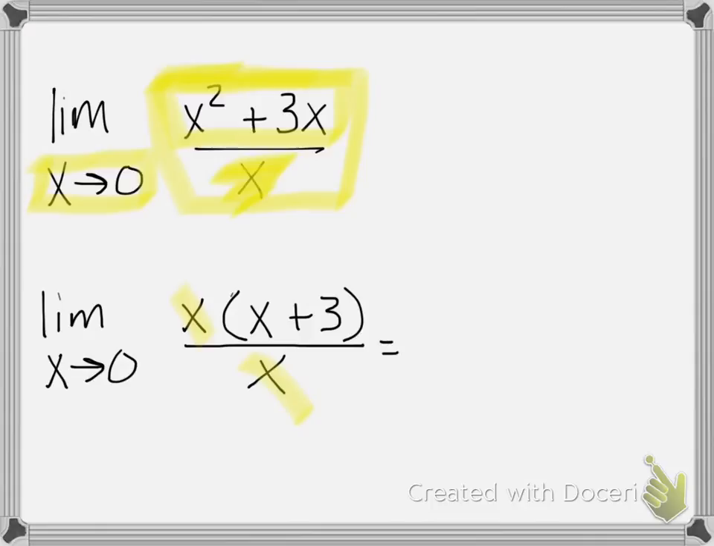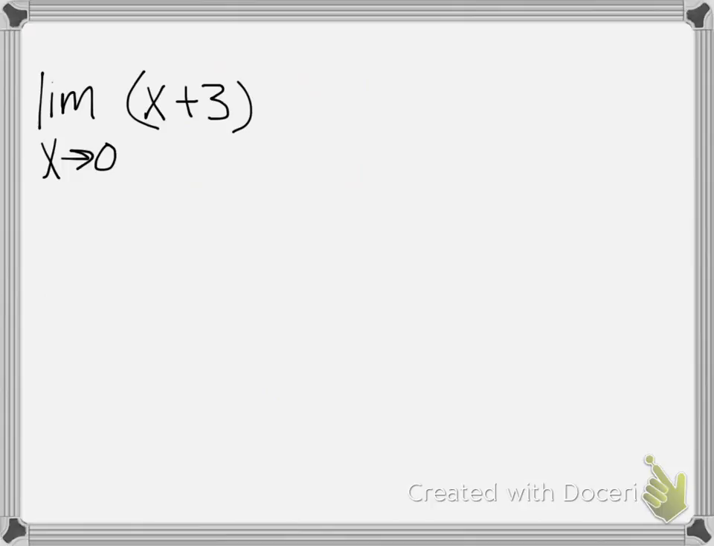So that would just leave us with the limit as x goes to 0 of x plus 3. Alright, so I'll go ahead and move that over to another slide. Okay, so there's where we left off from the last slide.